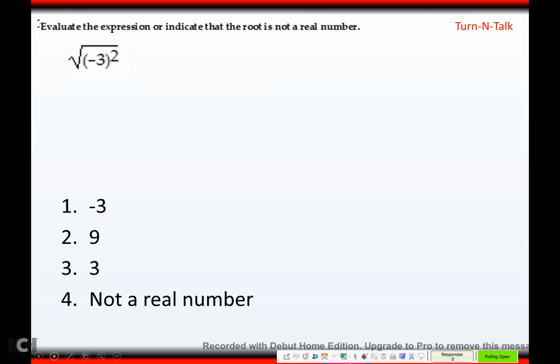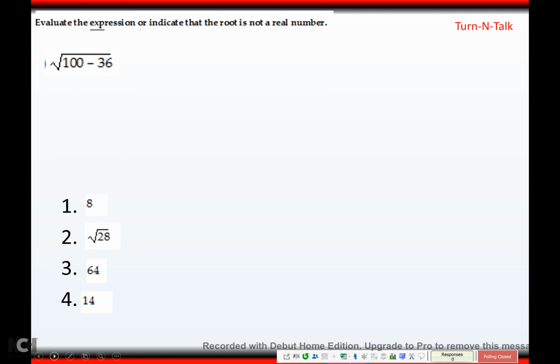Okay, do this one, hit pause, come back when you're ready. And hopefully you got 3. Again, these cancel out, which will give me the absolute value of negative 3, which is just 3. Try this one, hit pause, come back when you're ready. And hopefully you got 8. You got to do what's underneath first. 100 minus 36 is 64, and the square root of 64 is 8.